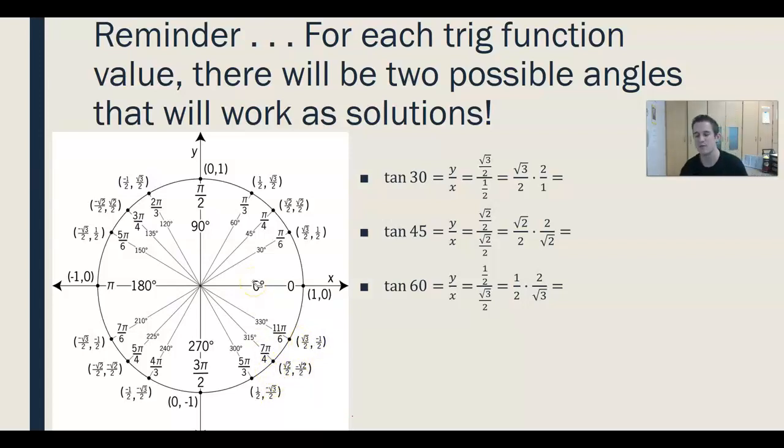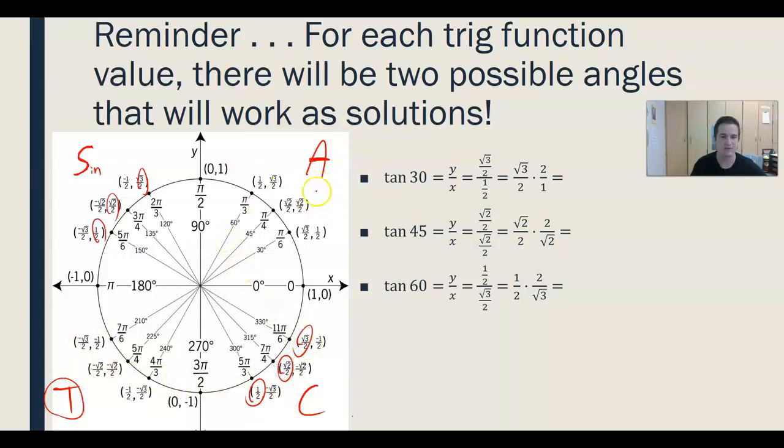A way that I remember where each of these values are, and this applies to you too, is: all students take calculus. So in this quadrant, all of the function values are positive: sine, cosine, and tangent. In the second quadrant, the sine values will be positive. In this quadrant, the tangent values will be positive because a negative divided by a negative is a positive. In this quadrant, the cosine values will be positive. All students take calculus. That's a handy mnemonic that I sometimes use to help me remember where the trig function values are positive or negative. I'll leave that up here.